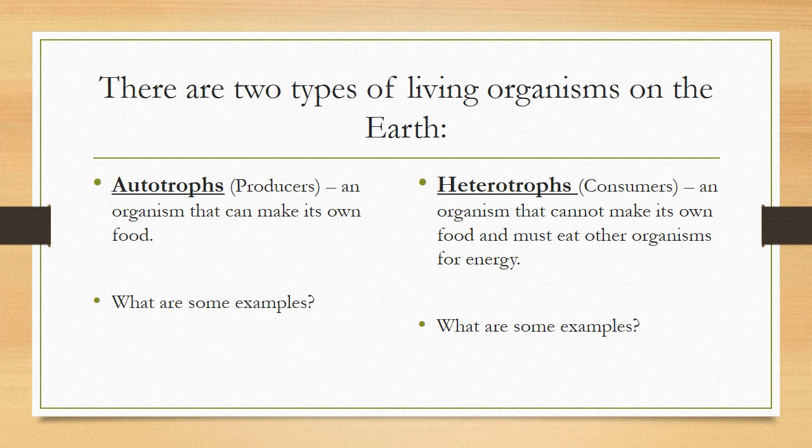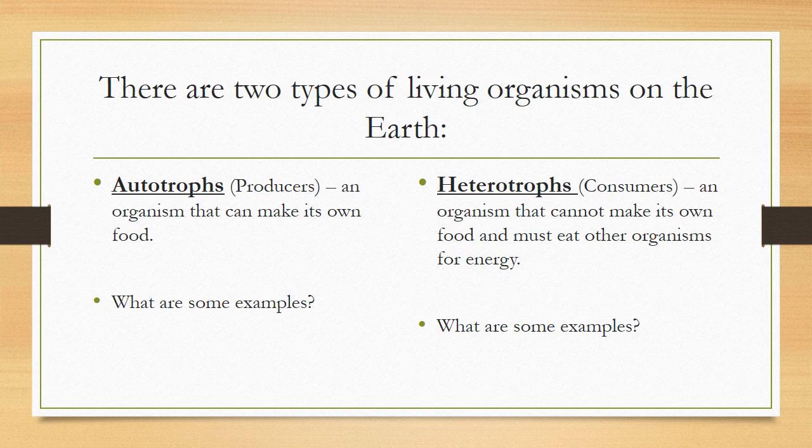Next, we have heterotrophs, and those are also sometimes called consumers. That's an organism that cannot make its own food and must eat other organisms for energy. Can you think of some examples of these, of heterotrophs? Some heterotrophs that you might think of could be like a mushroom. It could be like a bee. It could be like a cow. It might be like a monkey. Lots of different animals. Of course, the most important one would be you. You as a human are a heterotroph.